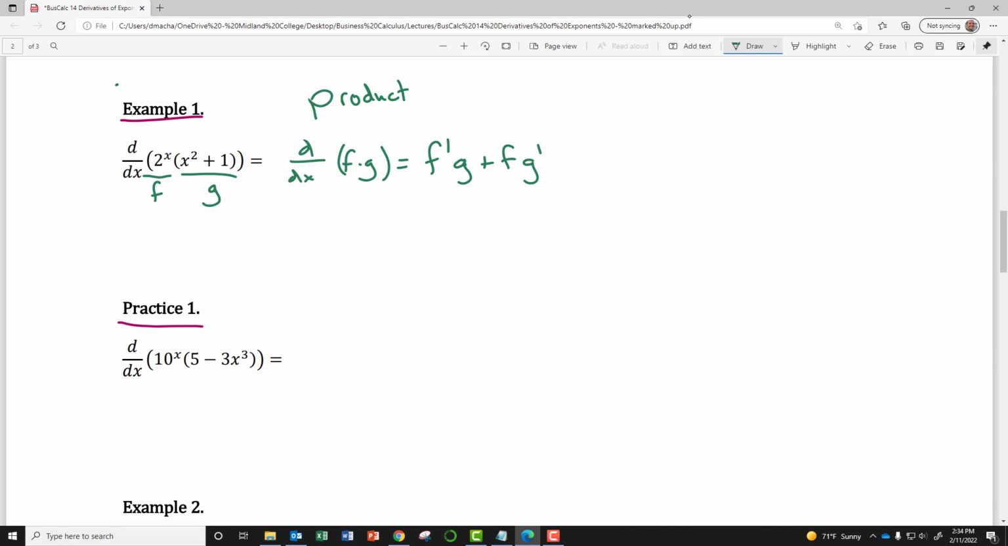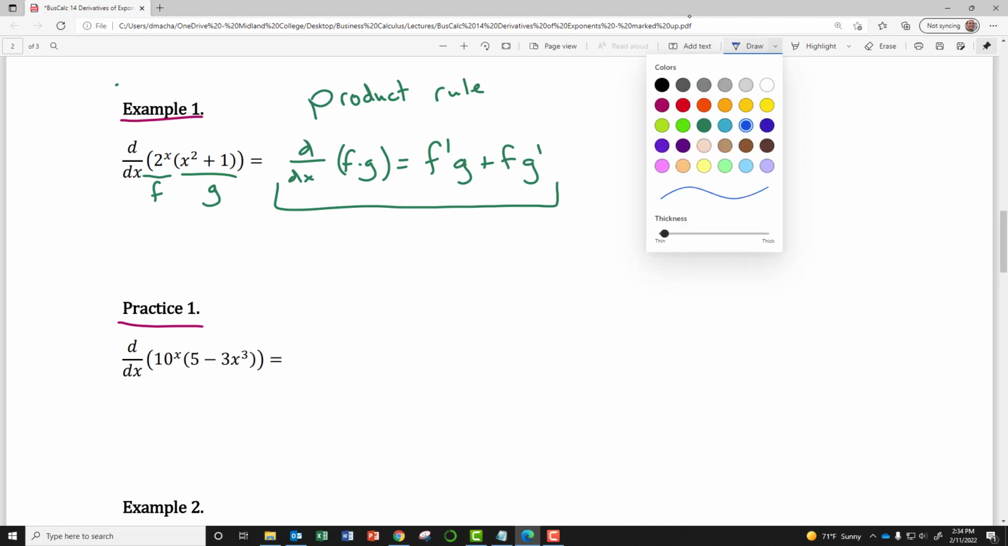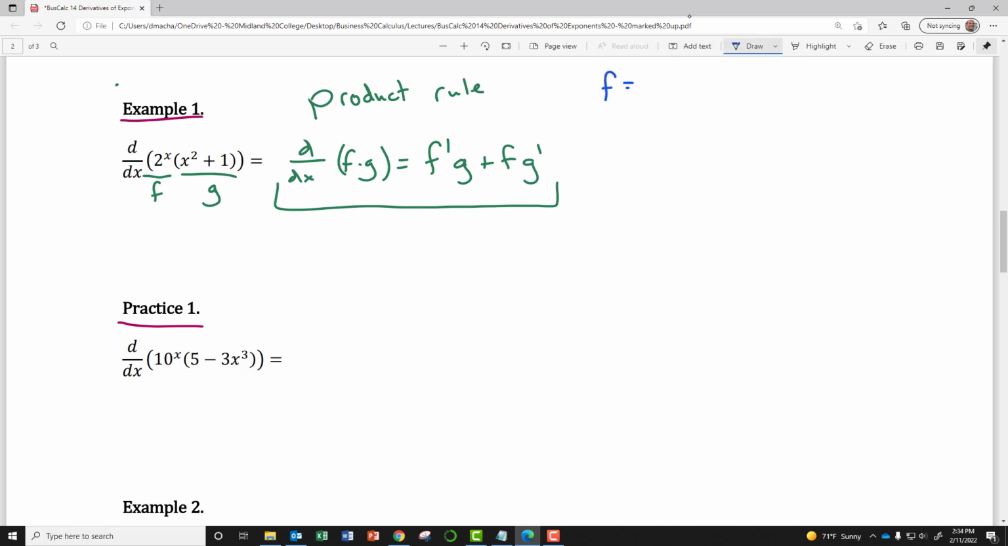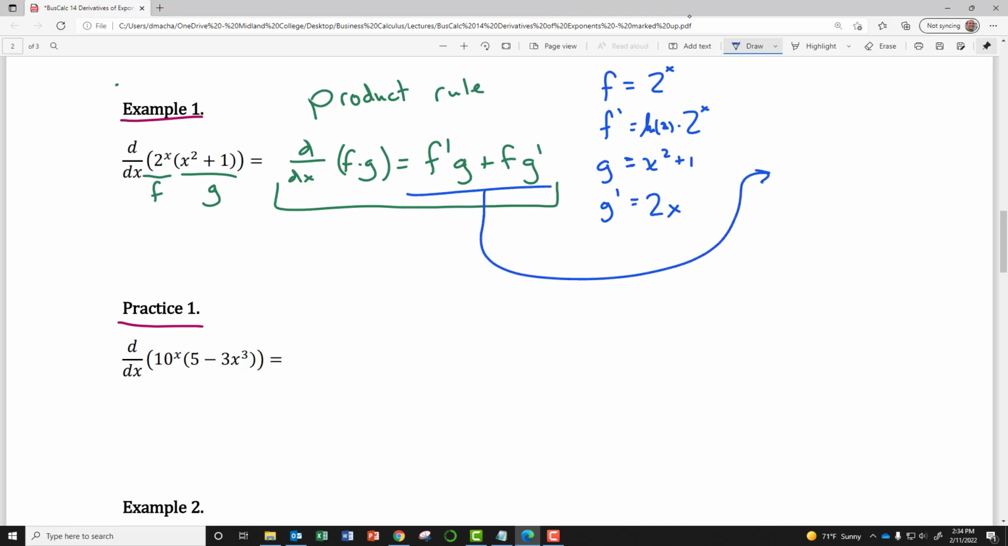And basically, to use this formula for the derivative product rule, I need to find what is f, what is f prime, what is g, and what is g prime. So f is going to be 2 to the x. G is going to be x squared plus 1. F prime, well, that's going to be 2 to the x times natural log 2, right? We just learned that. And g prime, this is going to be a power rule thing. It'll just be 2x.